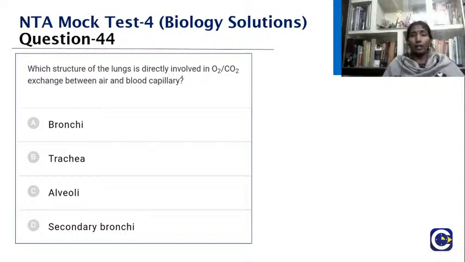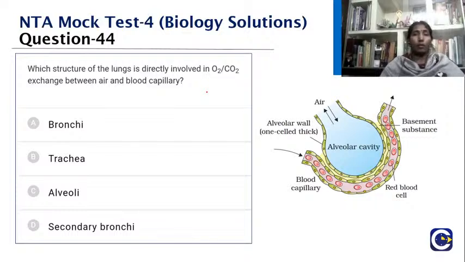Which structure of the lung is directly involved in oxygen and carbon dioxide exchange between the air and the blood capillary? Bronchi, trachea, alveoli, or secondary bronchi? We all know that the exchange takes place only within the alveoli. You can see the alveoli, where we see the pulmonary capillaries, in direct contact. We have what is called the respiratory membrane, which is part of the alveoli as well as the pulmonary capillaries. So the direct exchange of oxygen and carbon dioxide takes place only in the alveoli. That should be the right answer.